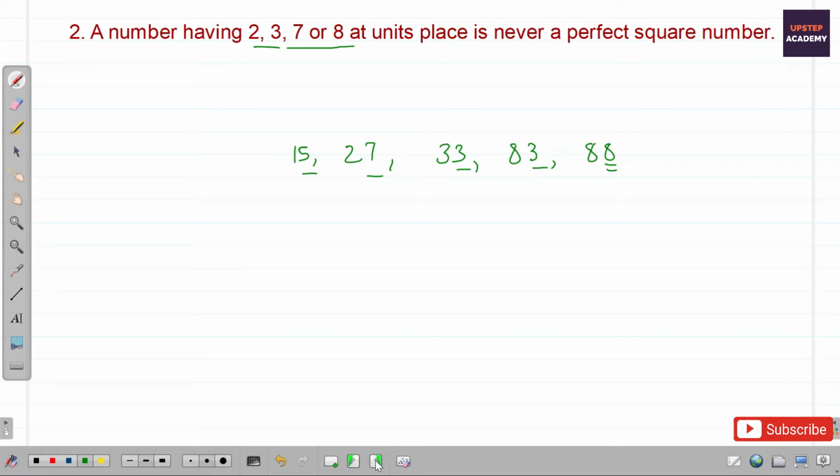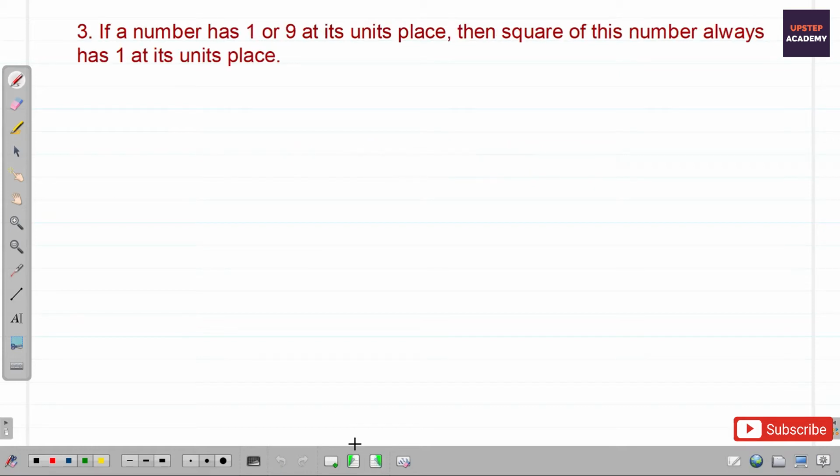Now let us go and see the third property of square numbers. Third property is if a number has 1 or 9 at its units place, then the square of this number always has 1 at its units place. This is very simple because 1 into 1 is 1 and 9 into 9 is 81. So we got 1 at the units place always. Whichever number we take which is ending with 1 or 9, we will get 1 at the units place. So that is the third property of square numbers.